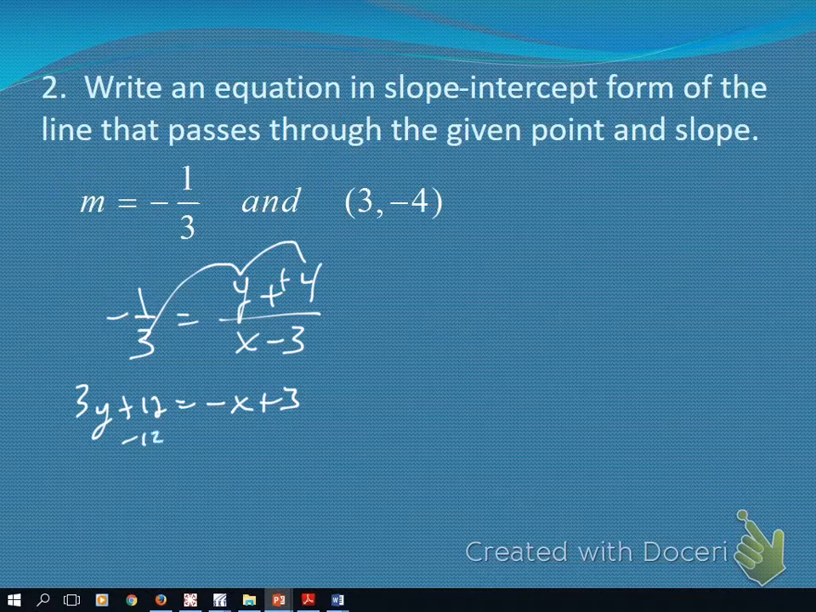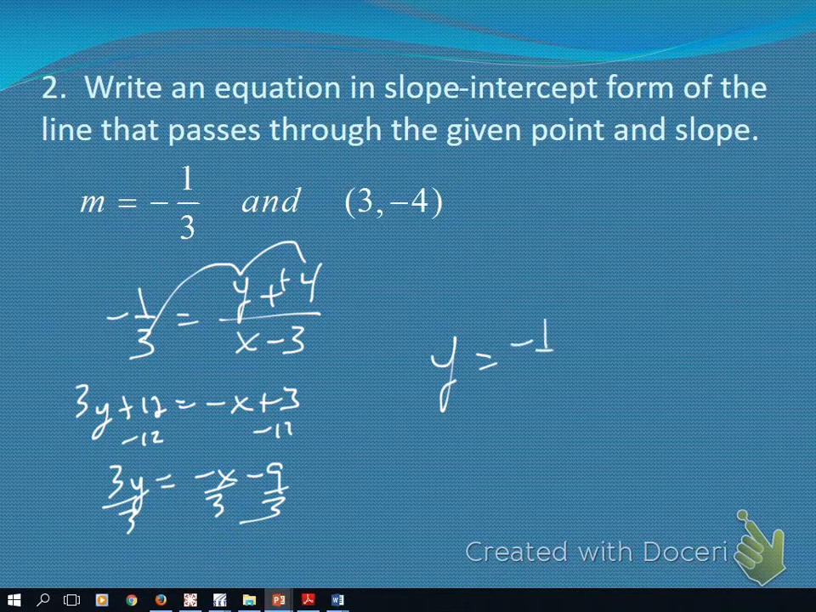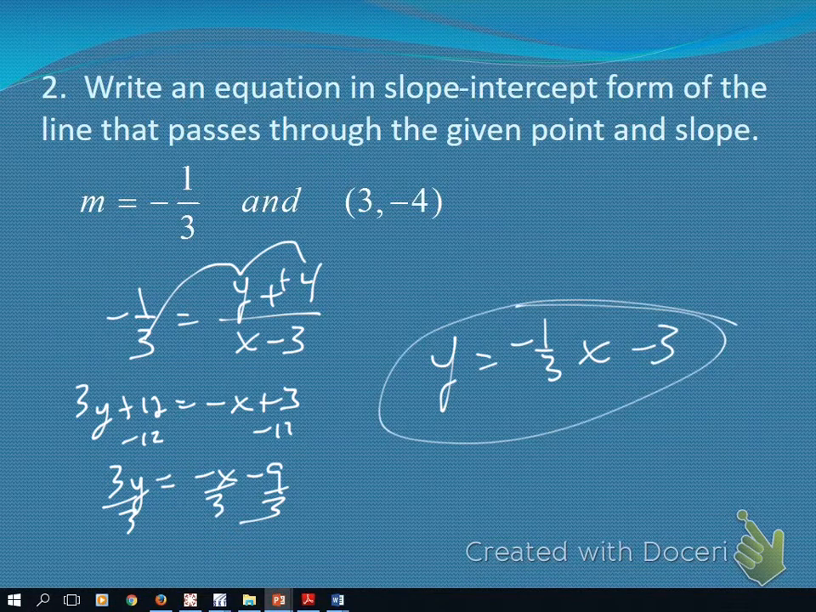Now, subtract 12. 3y equals negative x minus 9. And divide through by 3. So you get y is equal to negative 1/3 x minus 3. Okay?